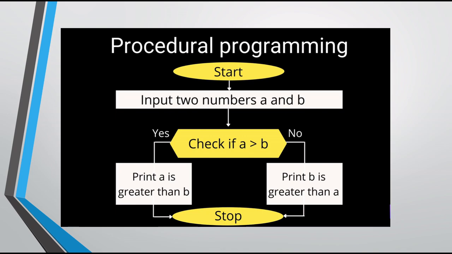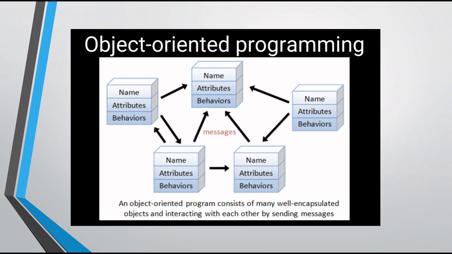Let's explain a little bit about procedural programming. What is procedural programming? Procedural programming means we start something, take some inputs, add some conditions, and get the result. This is step by step what we do in procedural programming. But in the OOPS concept, object oriented programming consists of many encapsulated objects. Object oriented programming is based on objects that interact with each other.